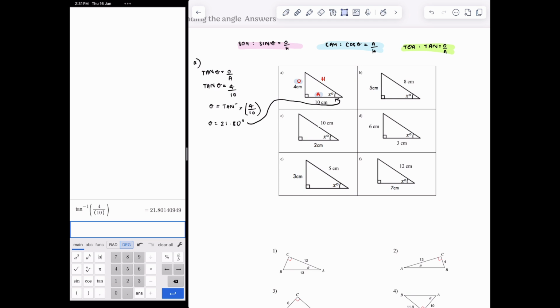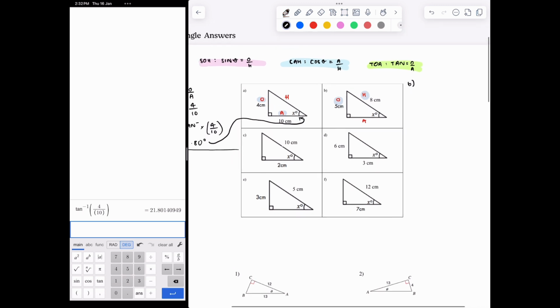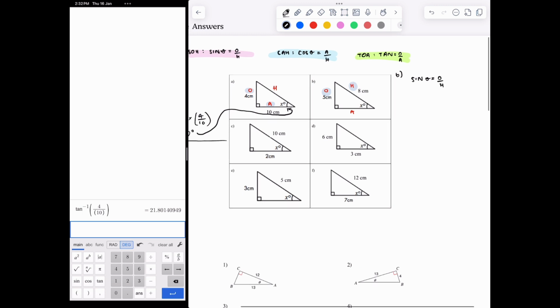So the next problem that we'll deal with, problem B. So label the triangle. We've got the longest side, which is going to be the hypotenuse, the opposite, which is opposite the angle, and the adjacent, which is in between the two angles. We've been given the hypotenuse and the opposite. So which function has O and H? That's SO, the sine function. So sine theta equals O over H.